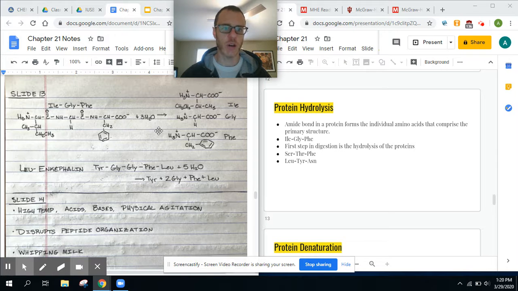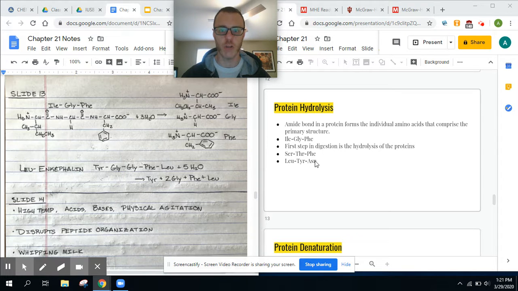We've got to add 3 waters. The number of waters you add is going to be dependent upon the number of amino acids you have. Once we throw these 3 waters at it, what we'll get is isoleucine, glycine, and phenylalanine. So it just breaks them apart. The leukoencephalin, here I wrote out the structure, plus 5 waters. We then bust it up into our amino acids, and that's it. And that's what it means to be hydrolyzed.